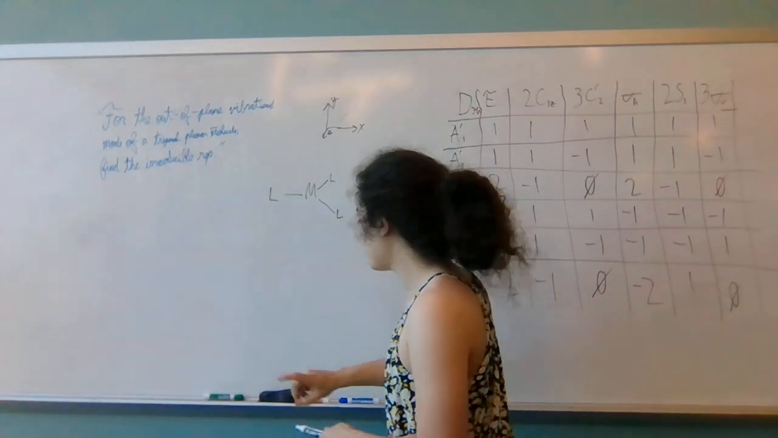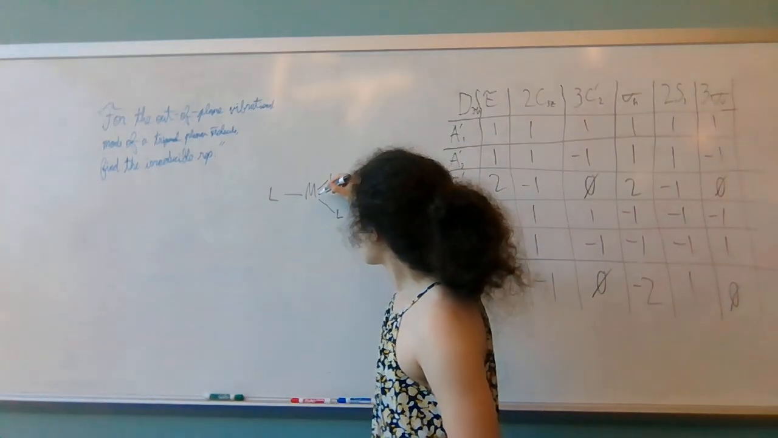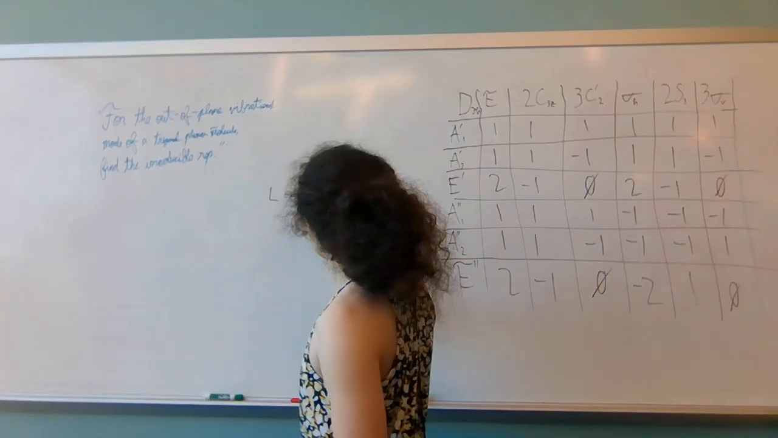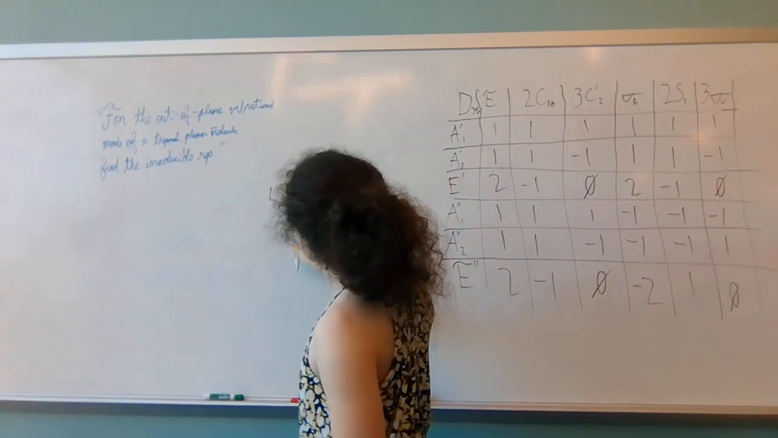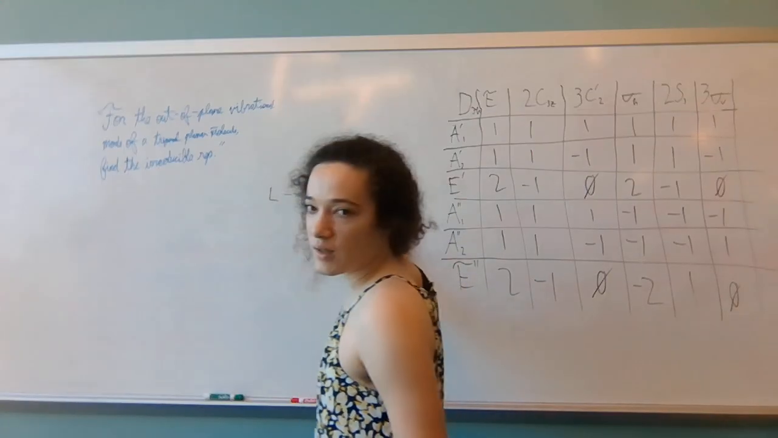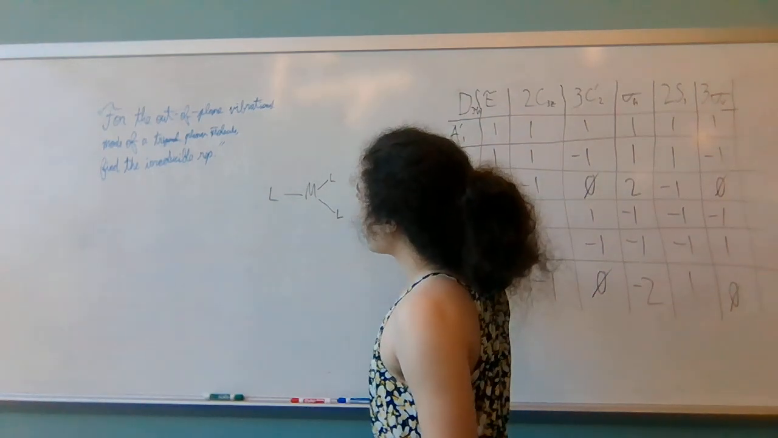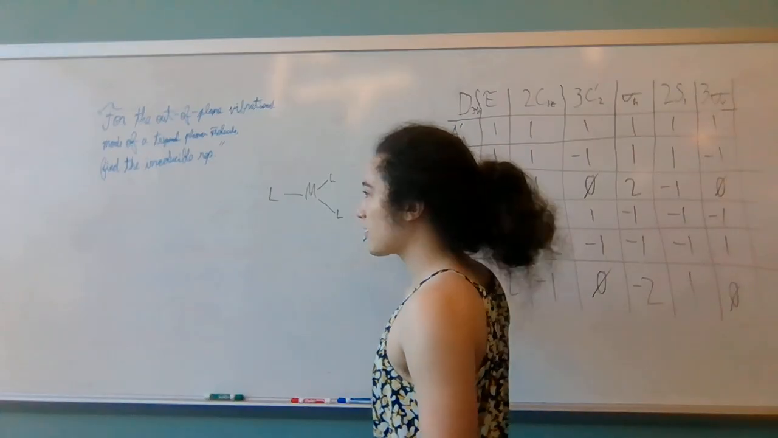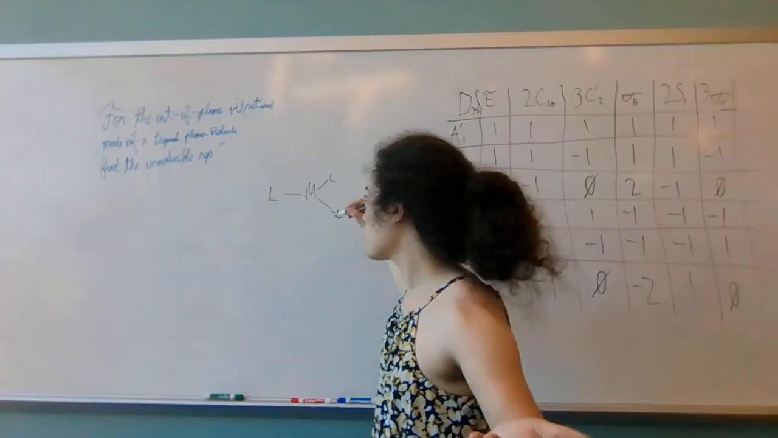Okay, so let's fix this. So this is the x-axis, the y-axis is going into it, and the z-axis is up and down. Alright, so first, they're saying the out-of-plane vibrational mode, so that means that it's going to be going along the z-axis because the plane is in the xy axis.